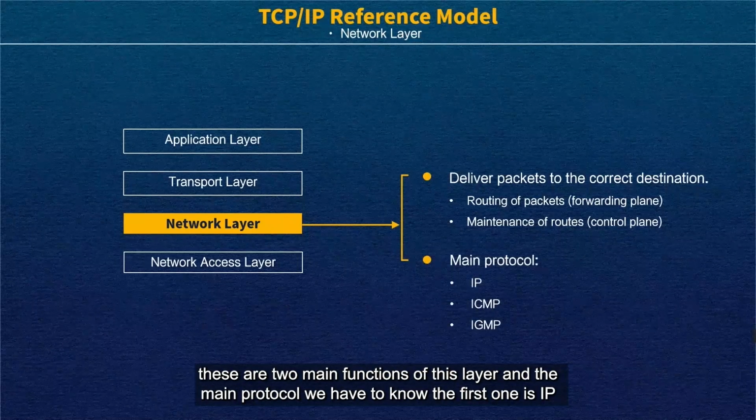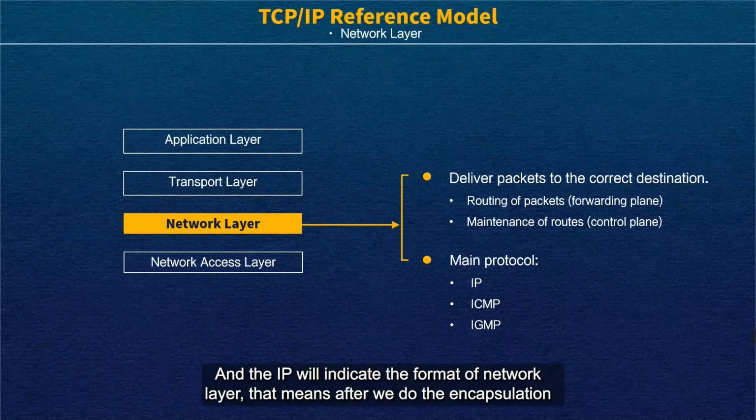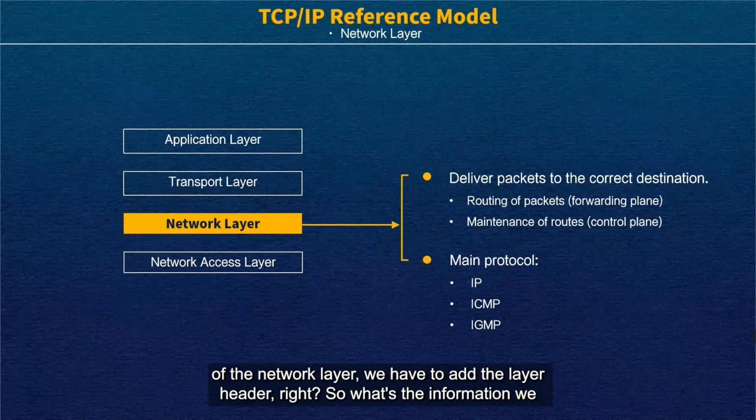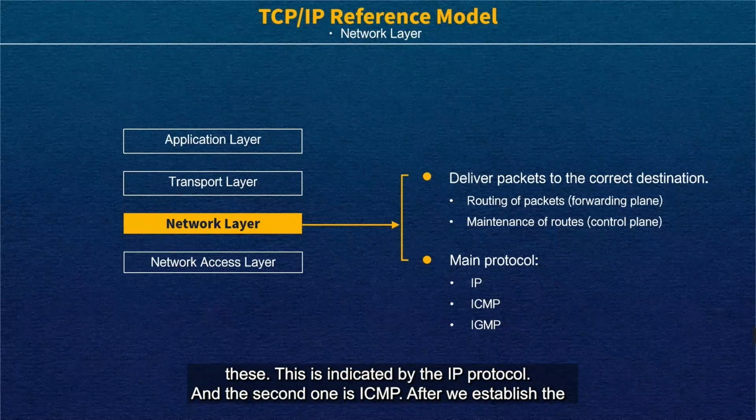And the main protocols we have to know, the first one is IP. We already talked about some details of IP in the OSI reference model, right? IP defines the format of the network layer. That means after we do the encapsulation of the network layer, we have to add the layer 3 header, right? So what information do we have to add? For example, the source IP address, the destination IP address, and so on. This is defined by the IP protocol.